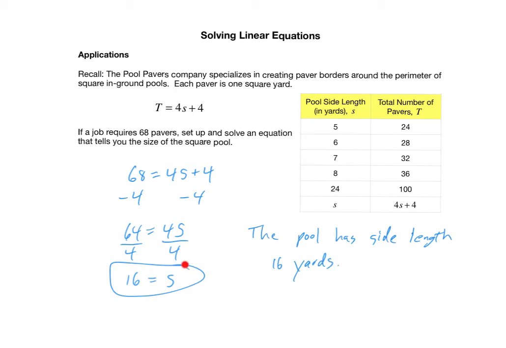Notice here for this problem, we didn't simply just end with this. Whenever you're solving an application, you should interpret what that tells you. S equals 16 tells us that the pool has side length of 16 yards. So with an application, you should finish the problem with a brief sentence telling what you found.